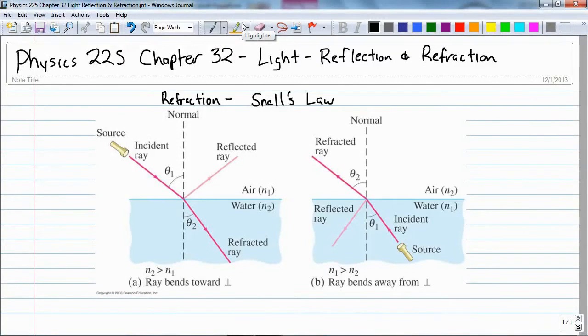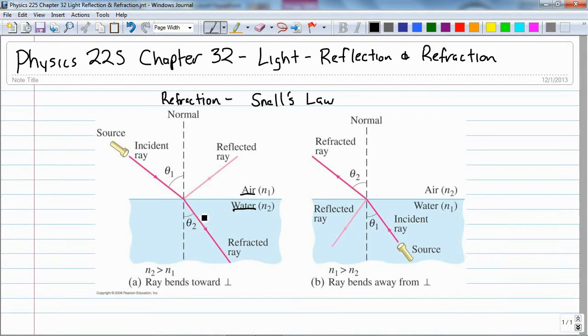If we have a light source that is in one type of medium, in this case air, and we're pointing this source towards a boundary between air and water, then when the light strikes this boundary, you're going to have some reflection, a little bit, but the majority of the light is going to go through into the water.